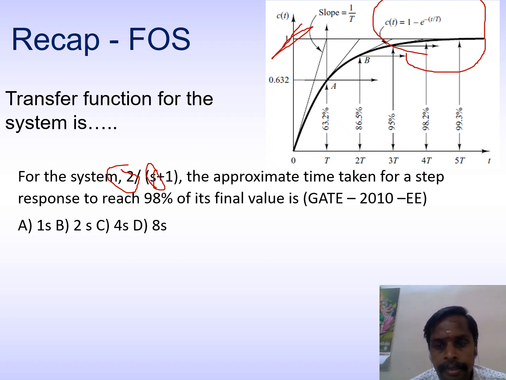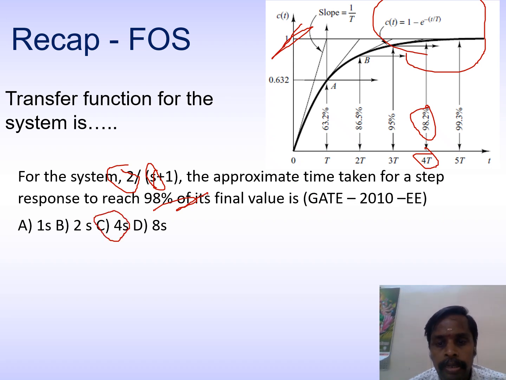But what they are asking is 98%. When will it reach 98%? At 4 time constants. So the tau value is 1. For 98% of the final value, it is 4 seconds.